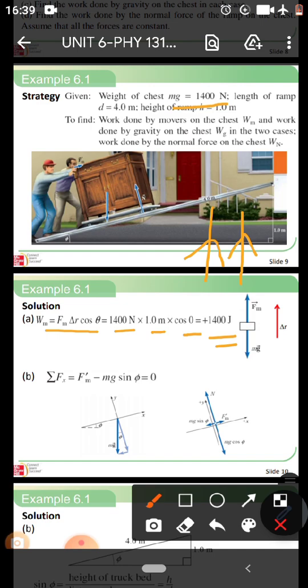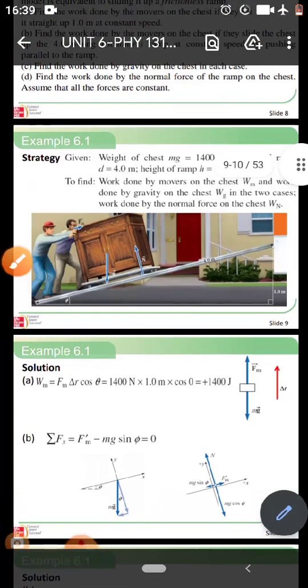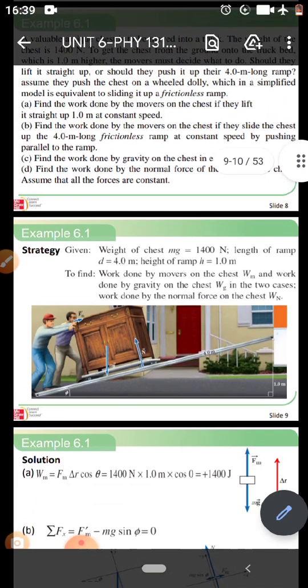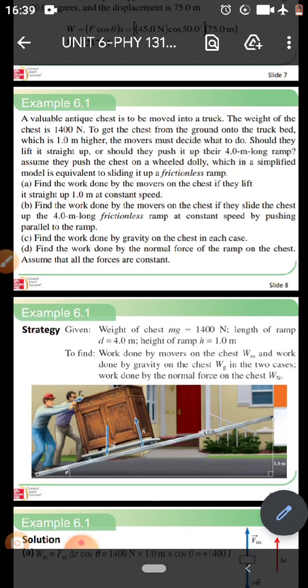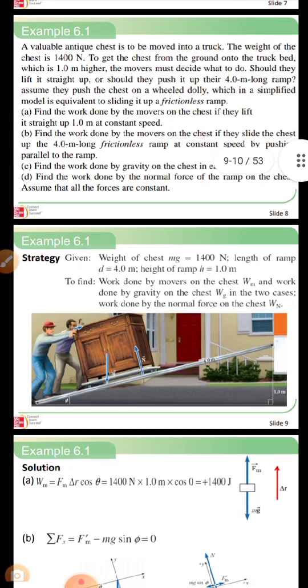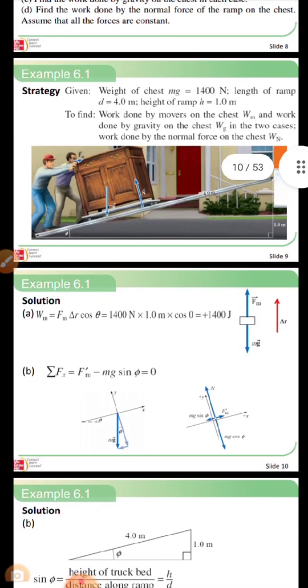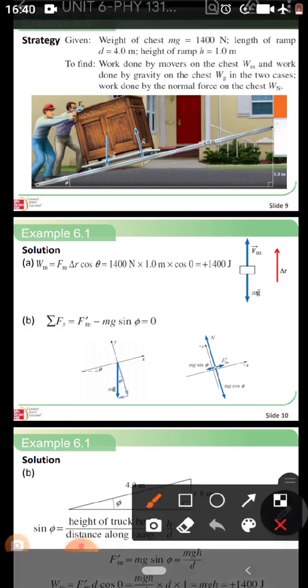And now let's go to B, where we are required to find, I hope the diagram is clear here, the work done by the movers on the chest if they slide the chest up the 4 meter long ramp at a constant speed by pushing parallel to the ramp. So they are moving it at an angle now. So let's go over it.